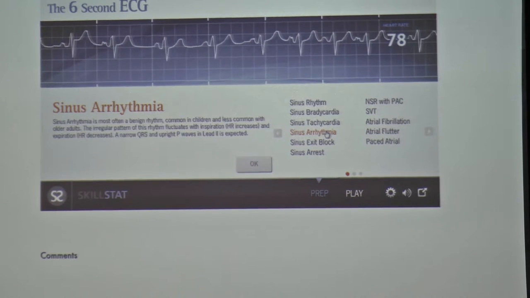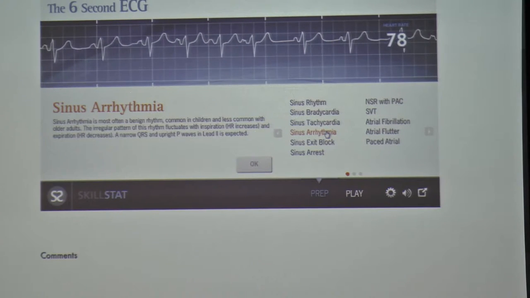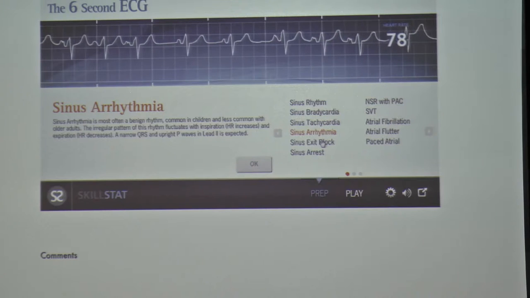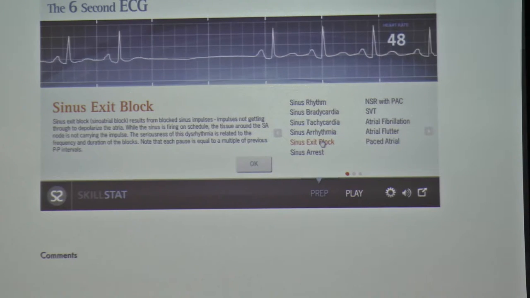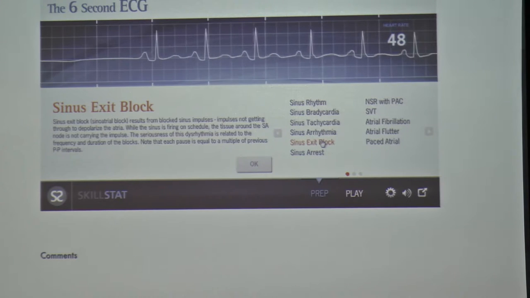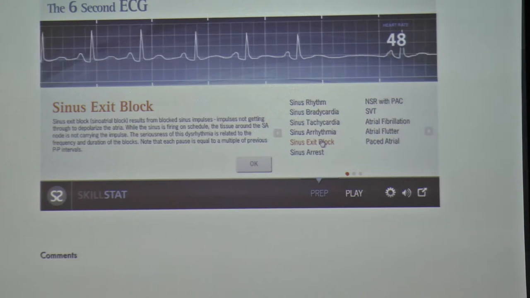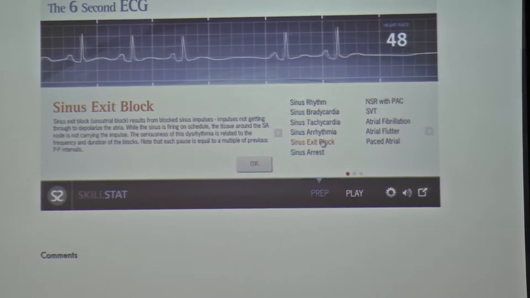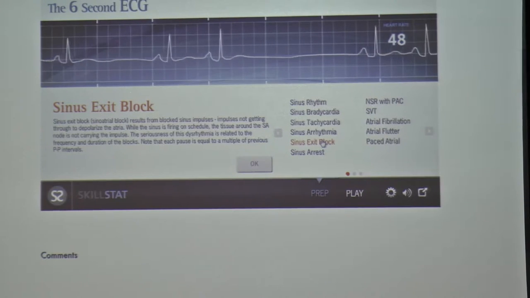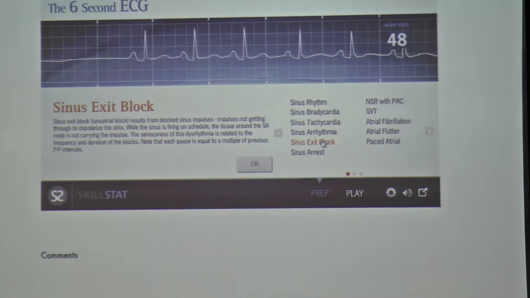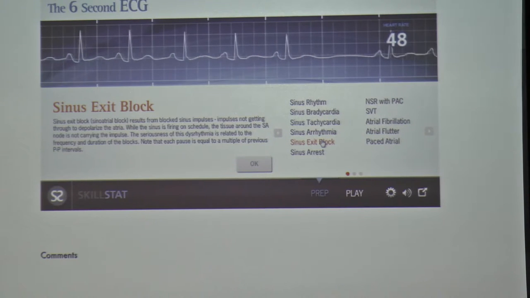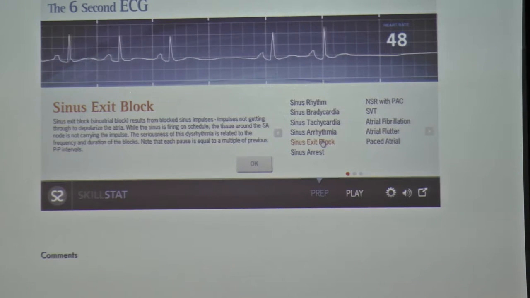Now, I've never had much luck telling the difference between a sinus exit block and a sinus arrest. But here you have basically these huge pauses with no P waves. The other one, you're going to see some P waves, so that might be the easiest way, but you just have these big pauses where for some reason the impulse is not getting down and conducting. But everything else is falling regular.